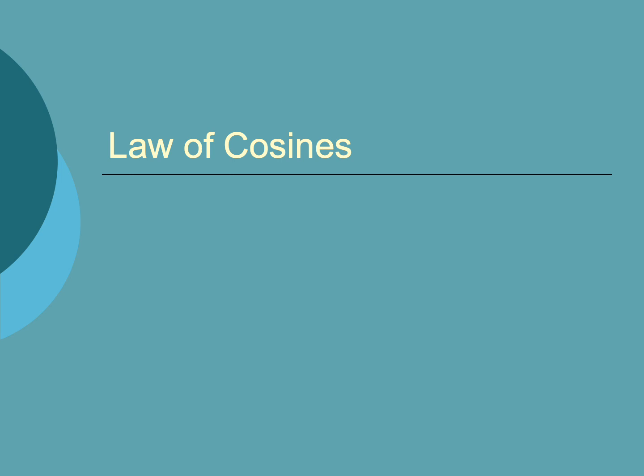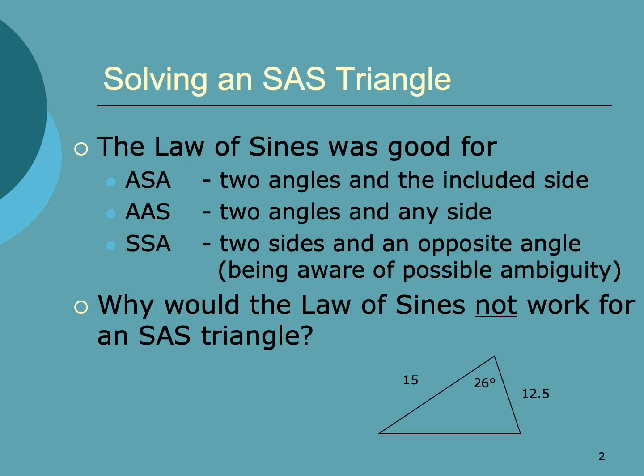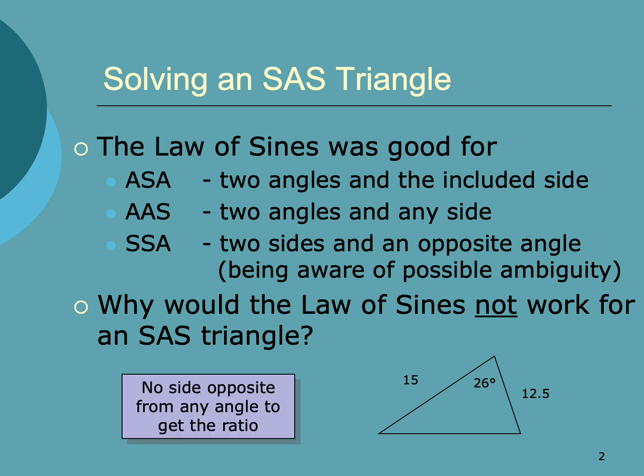Alright, now we're going to look at the law of cosines. We're able to use the law of sines to find these three types of triangles and solve for them: angle, side, angle; angle, angle, side; and side, side, angle. But if we're given side, angle, side, we can't use the law of sines. The reason? There's no opposite from any angle to get the ratio.